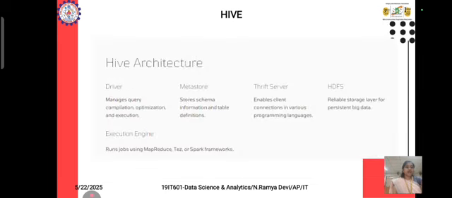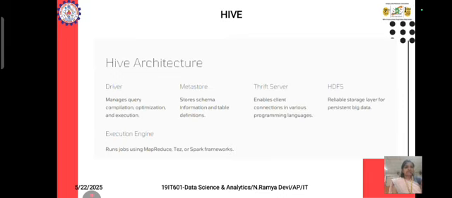And what is the architecture of Hive? The Hive architecture consists of 5 components. The first one is the driver, the second one is the metastore, then the thrift server, HDFS, and the execution engine. The driver manages query compilation, optimization, and execution.